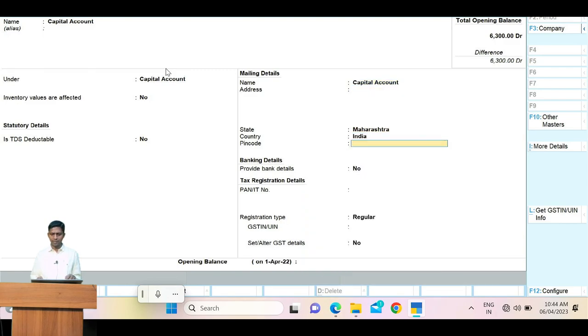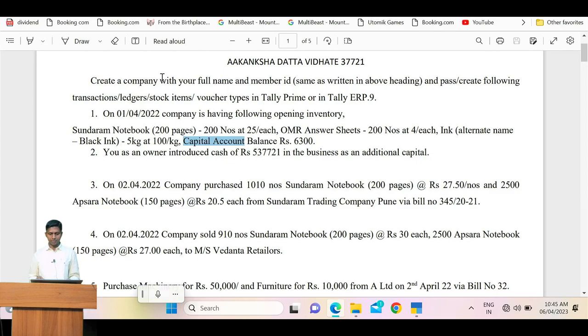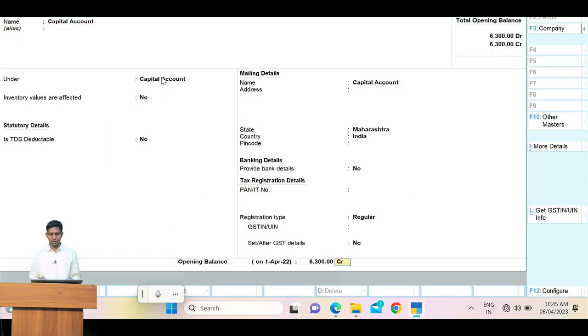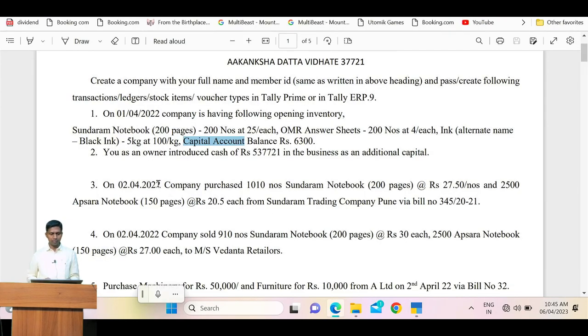Then TDS calculation, and then enter, enter, enter. But recording these groups correctly is very important. If you make a mistake here, suppose I put this capital account in indirect expenses, then obviously you will get wrong profitability, correct? Now enter, and then accept. 6300 rupees. Check whether the debit and credit are right, normally you will get this correctly, no need to modify. Capital is a liability for a business. On the liability side we record, and all liabilities have a credit balance, therefore this credit is correct, accept it. Okay, we have solved the first question.